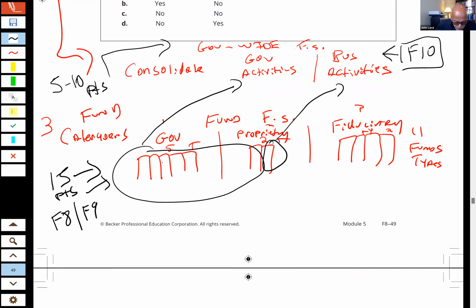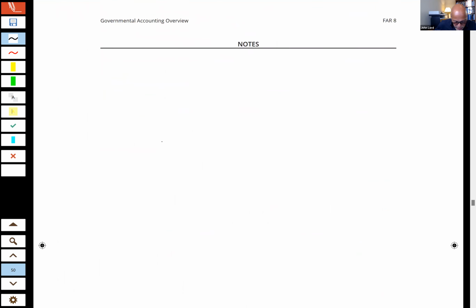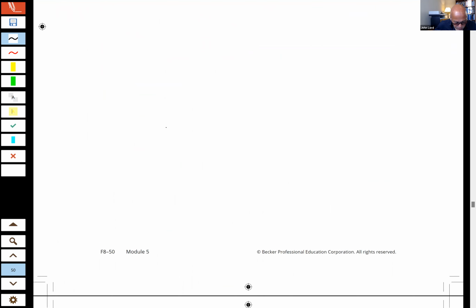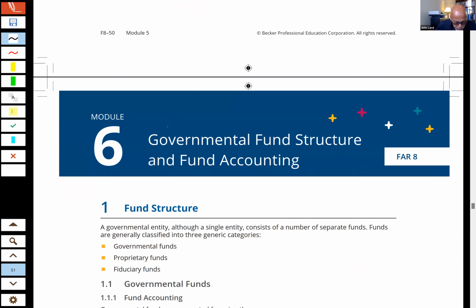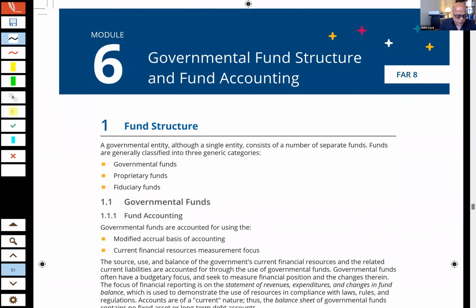Okay. All right, good. So let's take a look at our next module, in which we're going to talk about fund structure. Now, as we know, we have what? As I previously mentioned, we have 3 categories of funds. And then we have what? We have 11 fund types. And I sort of drew that little silly picture of that earlier.